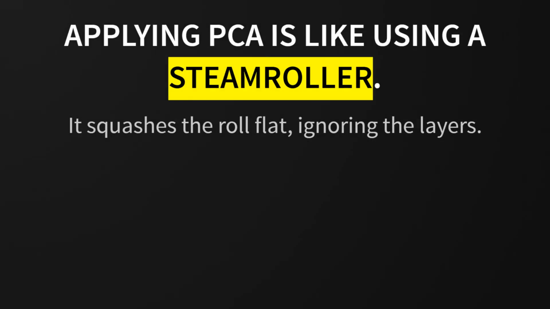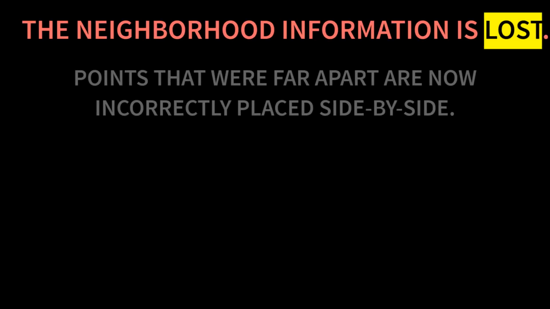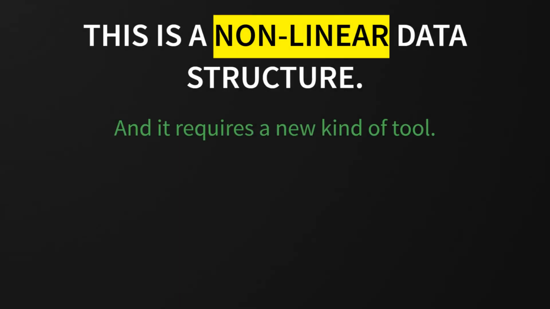It's like crushing it with a steamroller. It finds the best flat plane to project onto, completely ignoring the curved structure. The result is a disaster. PCA flattens the layers on top of each other. Points from opposite ends of the original sheet are now seen as close neighbors. The true local structure is completely destroyed. This is the classic signature of a nonlinear data structure.